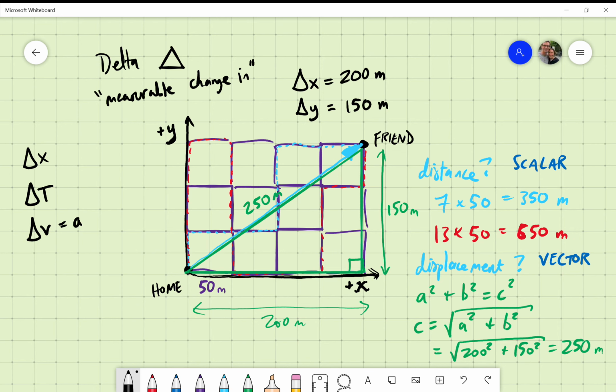So you've just given direction to things. You've given a sense to things. Another word I like to use is sign convention. But yeah, if you turn around and go from your friend's house back to home, you've just gone delta x negative 200 meters and delta y negative 150. So deltas do include the idea of direction or sense.